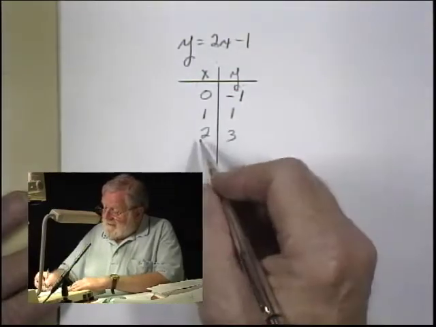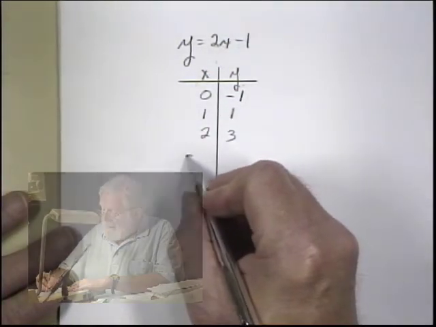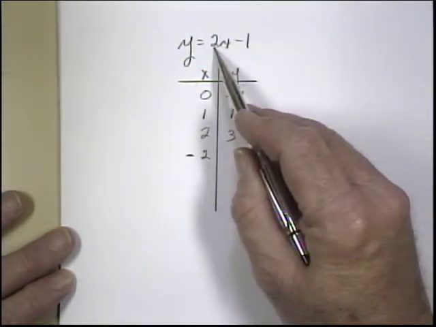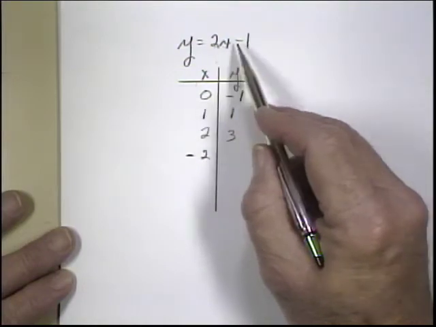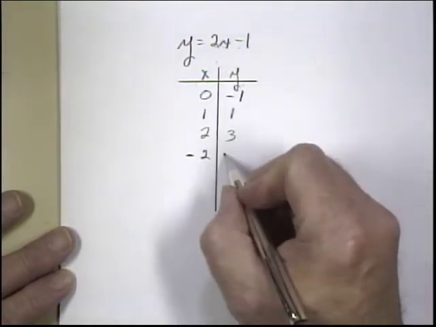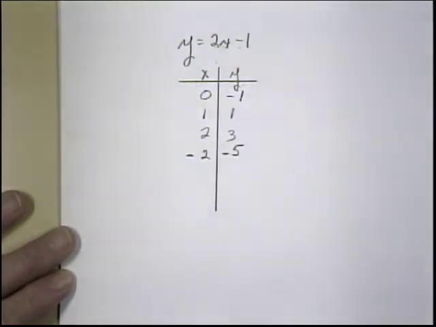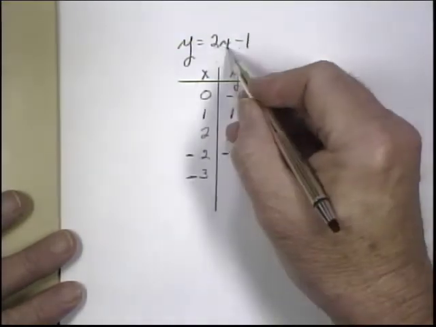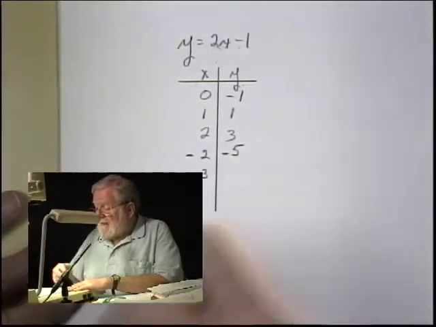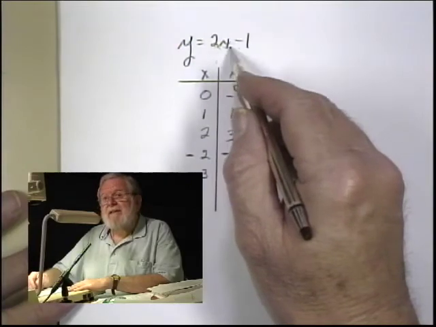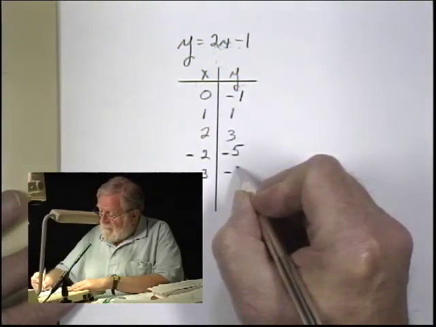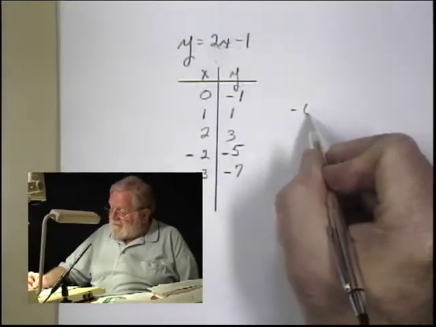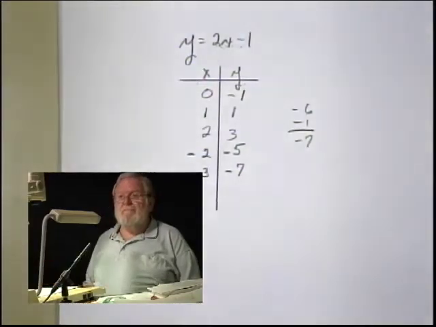Let's try some negative numbers. We'll try a negative 2. We'd have a minus 2 times 2 is a minus 4. And a minus 4 and a minus 1 is a minus 5. And we might as well do a minus 3. We'd have a minus 3 times 2. That is a minus 6. And minus 6 minus 1 is a minus 7, pardon me.